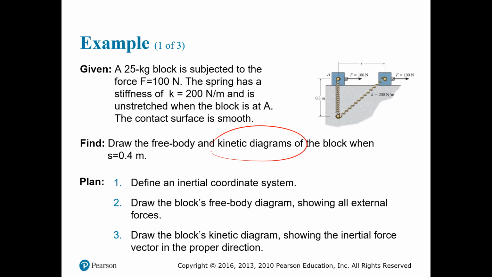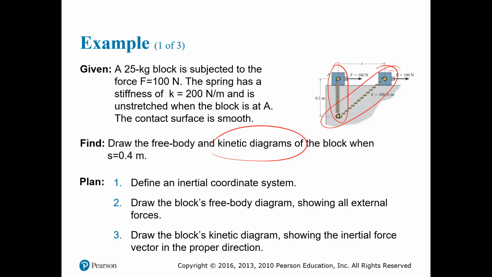So a 25 kilogram block is subjected to a force equal to 100 newtons. The spring has a stiffness of k equals 200 newtons per meter and is unstretched when the block is at location A. The contact surface is smooth, which means we don't have friction force. We only need to draw the free body diagram and the kinetic diagram when s equals 0.4, which is the final state, and that's what they're asking you to do. What would be the plan?